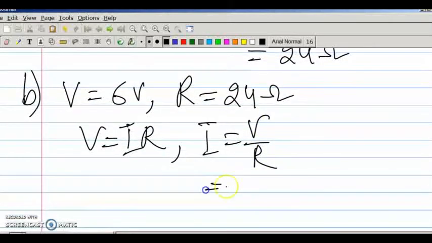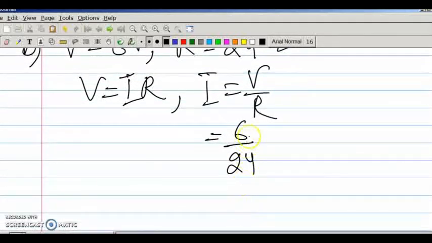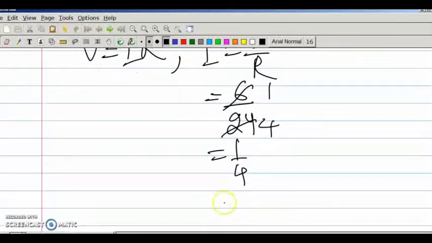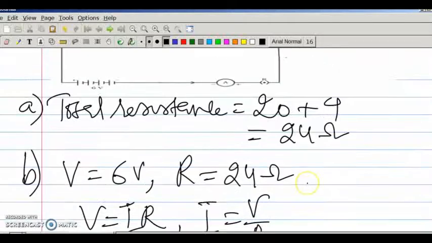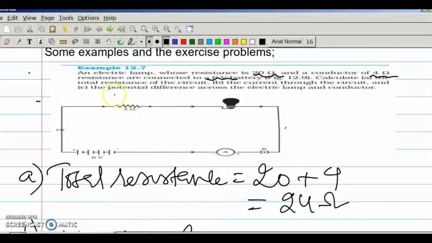So what will that be, children? V equal to 6 by 24, 6 ones are 6, 6 fours are 24, that is 1 by 4, which is equal to 0.25 ampere. So what is the third thing that we have to find? That is the potential difference across the electric lamp and the conductor.